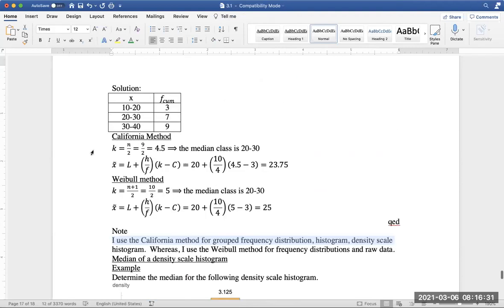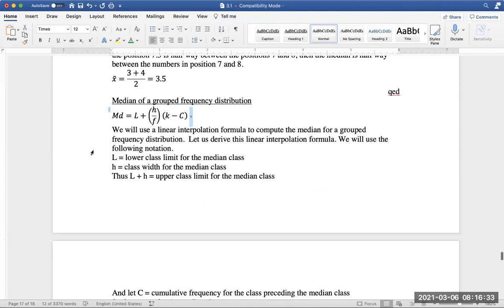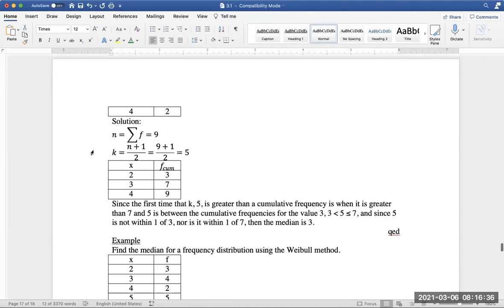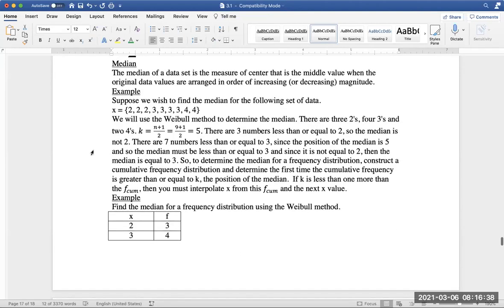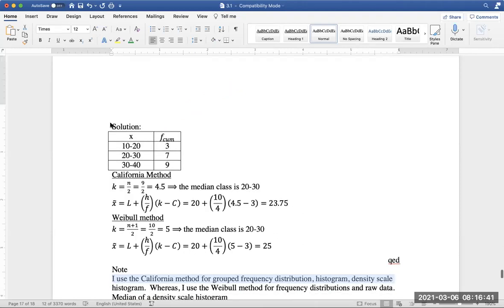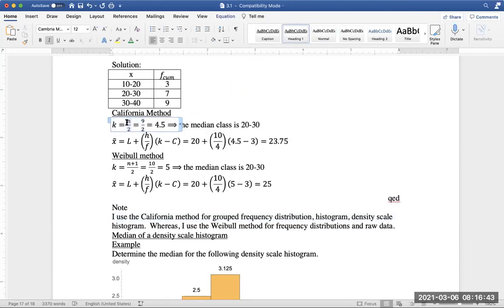So, wait 1 second. Professor, so the California method is actually this formula L plus H over F. No, California method is N divided by 2. So K equals N divided by 2, and then we get the position of the median. And then we plug it into that formula. This formula is used for all of the different methods.